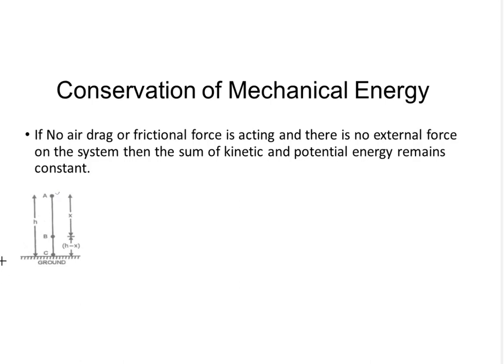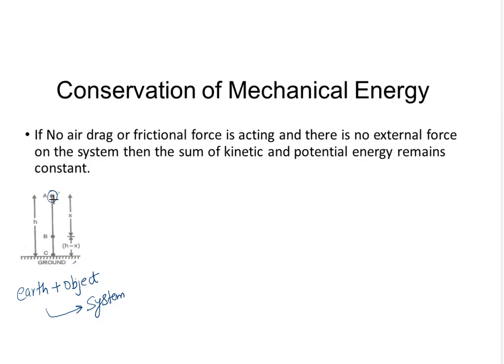Now first we have to consider the system. The system is this object and the ground itself. So basically our system consists of the earth plus this object. These two make our system. Let's think about this. For the earth and the ball, there is no external force acting on them, correct?